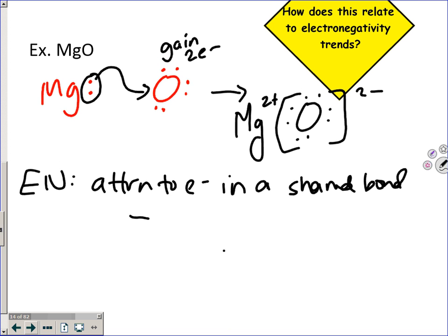Okay? So the polar covalent bond, polar bond, and ionic bond all stem from electronegativity, or the attraction to a shared pair of electrons. So who's more electronegative, magnesium or oxygen? Okay, everybody shout it out together. Oxygen. Oxygen is definitely more electronegative. So if oxygen is more electronegative, how do we indicate that here in our drawing?